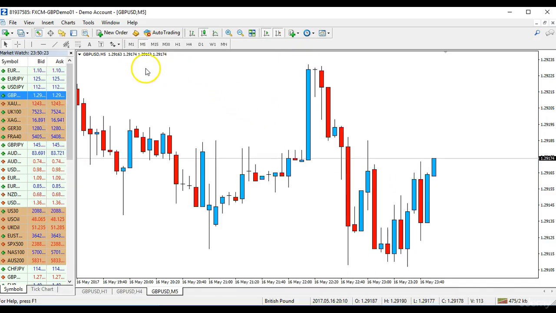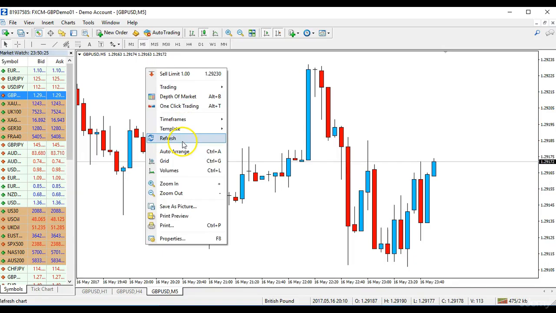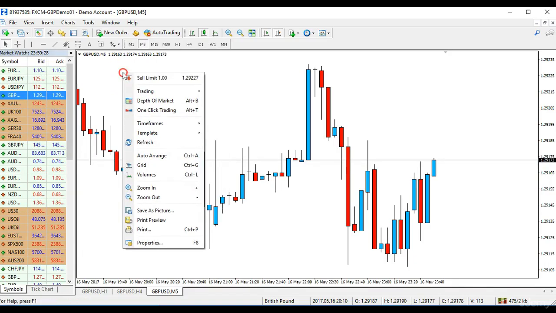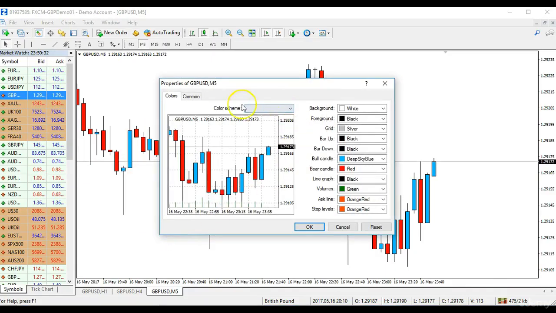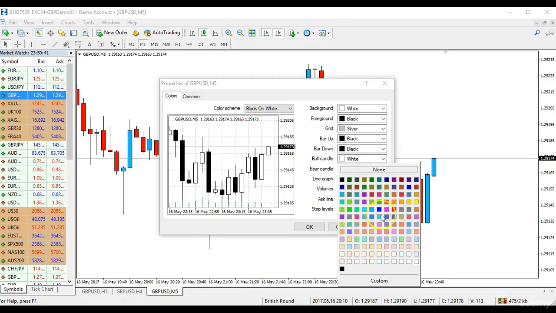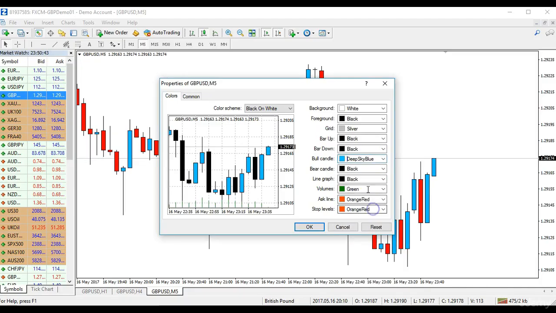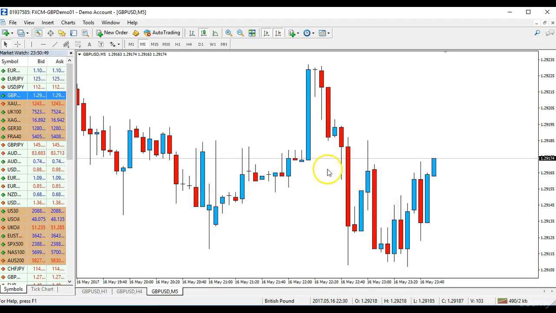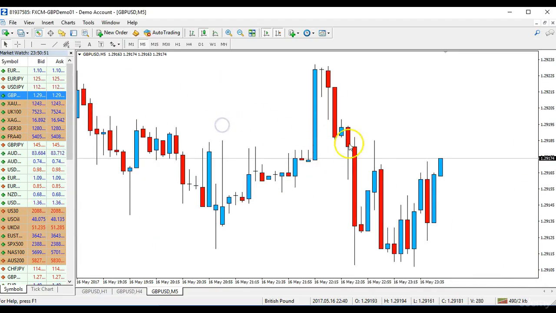Now, if you want to color and create your chart, you right click, click on properties, and then you can choose your color scheme. Let's say I choose black on white. Then you can choose the color of your candles. I tend to choose blue going up and red going down. And that's basically how I set up my candles.